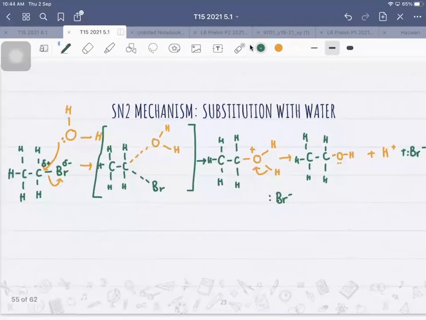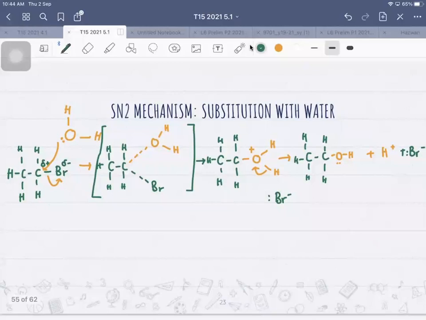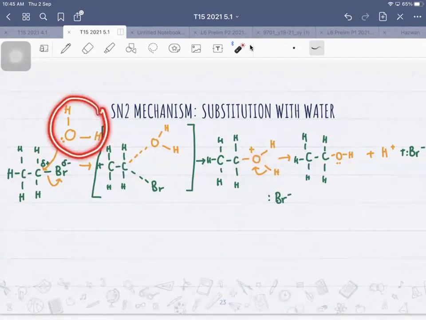So it is important for you to show how you have lost that hydrogen. You started with 2 hydrogens attached to oxygen, and then you end up with 1 hydrogen. If they require you to draw the mechanism, you have to show the steps. You cannot just skip it, okay?